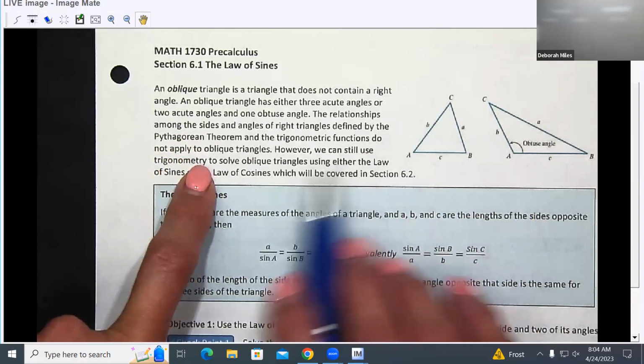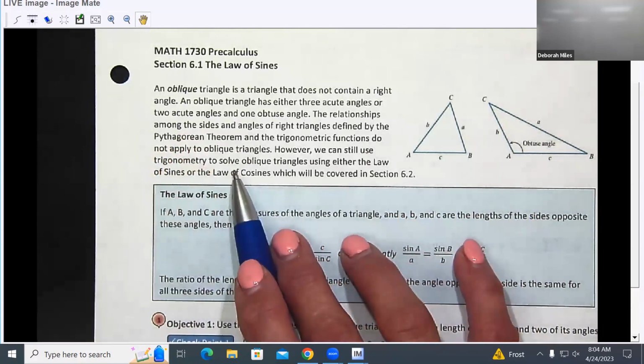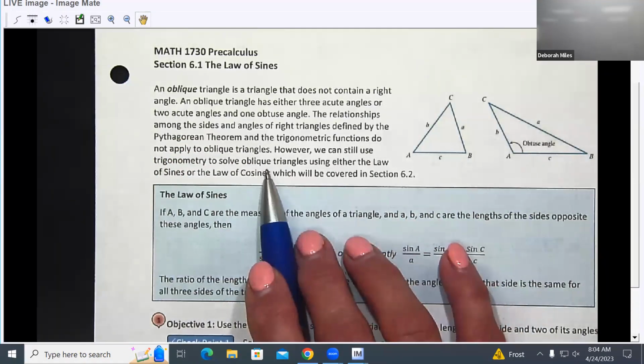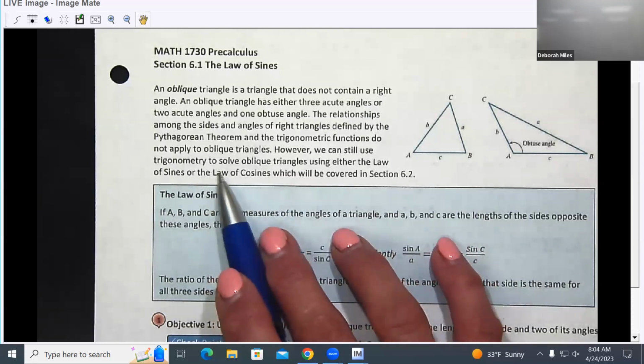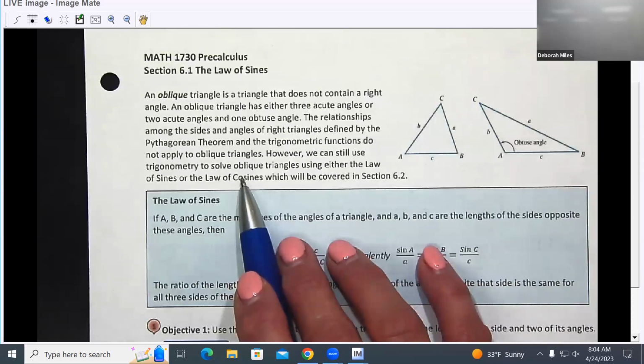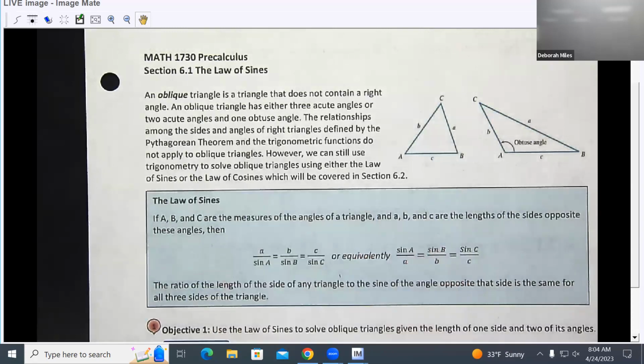However, we can still use trigonometry to solve for the missing parts of oblique triangles using either the law of sines or the law of cosines. And by the time we finish the law of cosines, you'll be able to tell which law you need to solve based on the information that you're given.